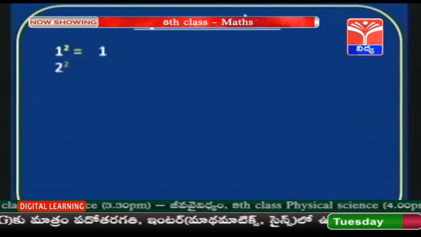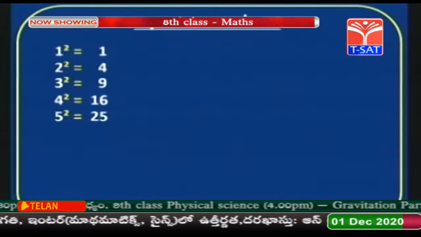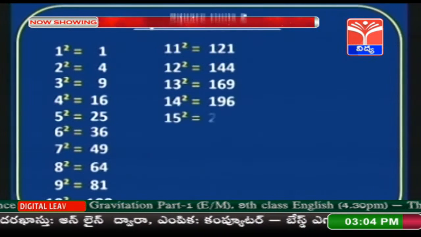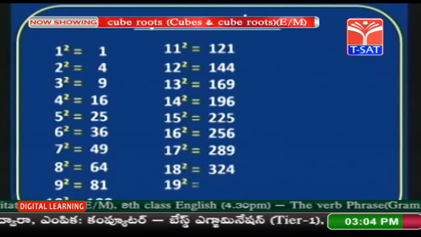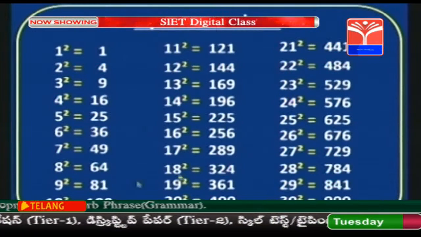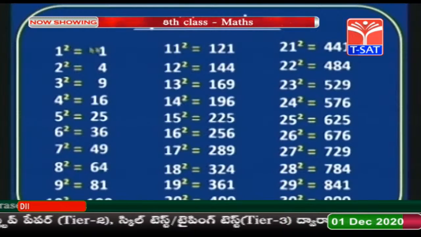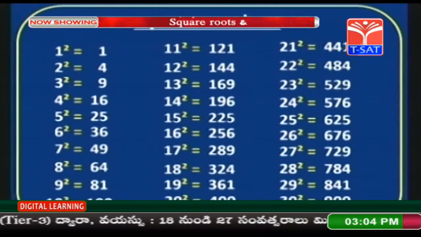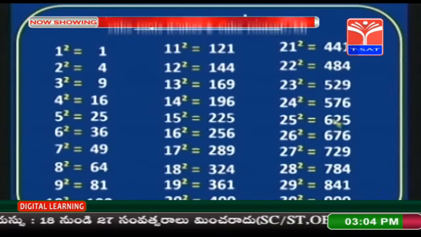Now square numbers: you have to remember these square numbers to do problems. Children, I am taking here square numbers up to 30 square, which is equal to 900. Everyone must know these perfect squares up to 30 at least. So 30 square equal to 900.